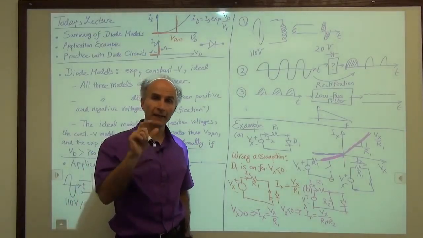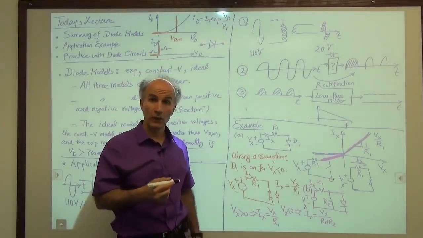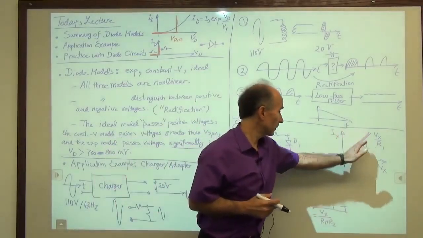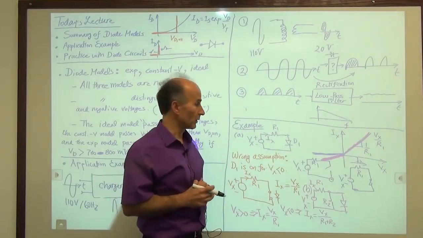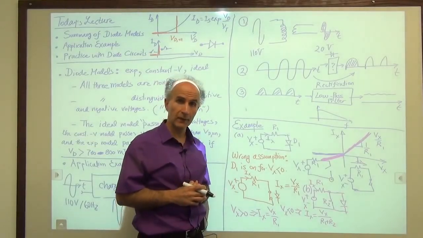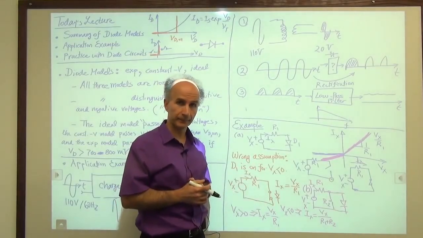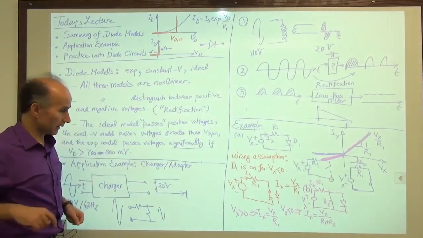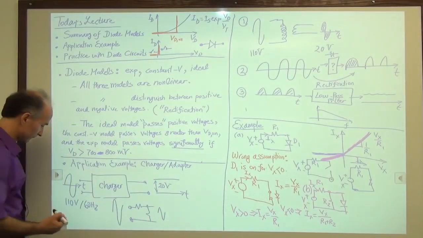So we see that by adding a little resistor in the circuit, we did create some changes in the behavior of the circuit. Not over here, but over here. So that's an interesting twist to that example. Okay, let's go to the next page.